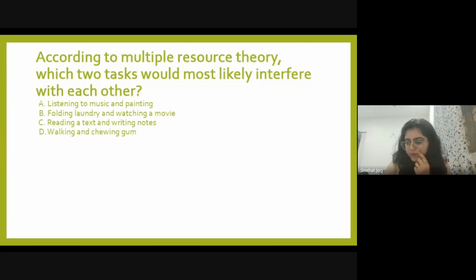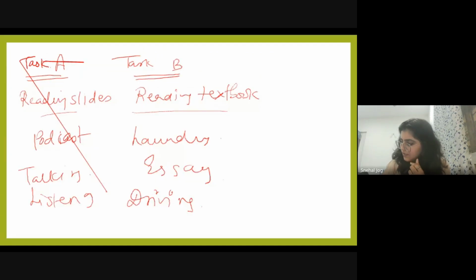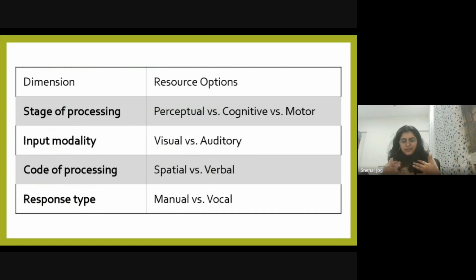Can you differentiate between code processing and response type? Yeah. Your response type is how the person who is responding to that situation is supposed to respond. So is it going to be manual or is it going to be vocal? For example, let's say the code of processing is verbal. Let's say you're in an experiment and the instructor has given you instructions verbally. Now, it may not be necessary that as a participant, it is expected of you to respond vocally. It may be that the experimenter gives instructions verbally, but then you're supposed to draw a particular diagram.